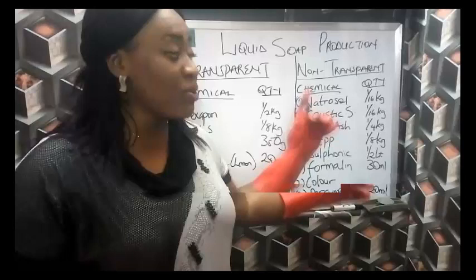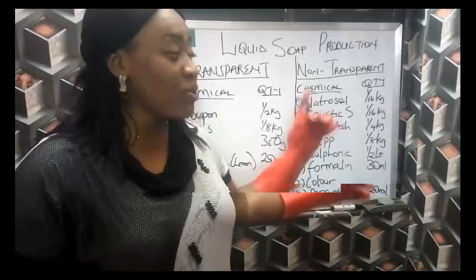I'm coming to my non-transparent. I told you we're doing 10 liters of liquid soap today, isn't it? So here I've divided my water into 7 liters and then 3 liters. Why? Because I would use this to mix my other chemicals. So the first thing you put, as usual, is your nitro soap.